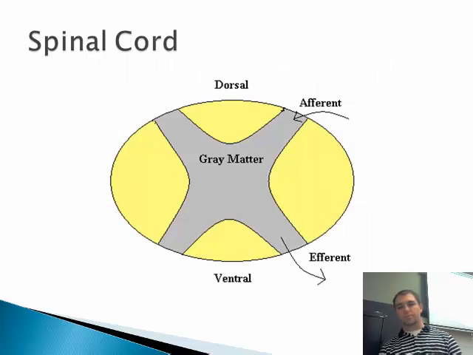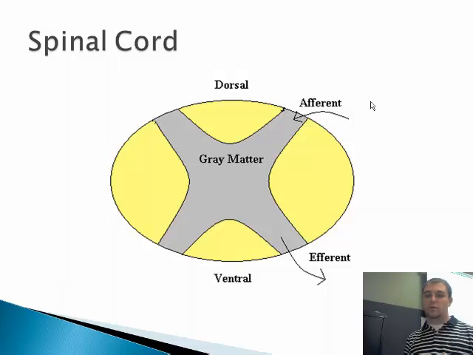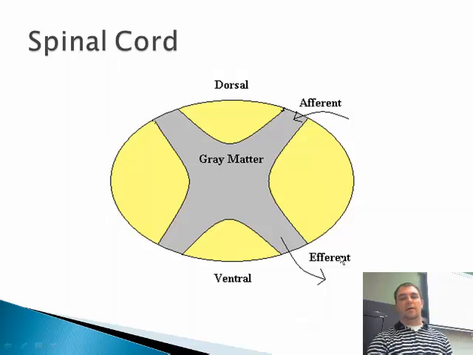So this is a picture out of the modalities textbook: dorsal and ventral horn with the gray matter, afferent fibers coming in, coming out. Just wanted to show you a little picture of what that looked like.